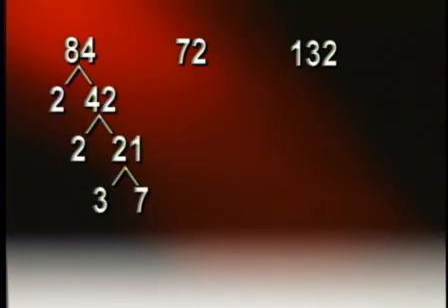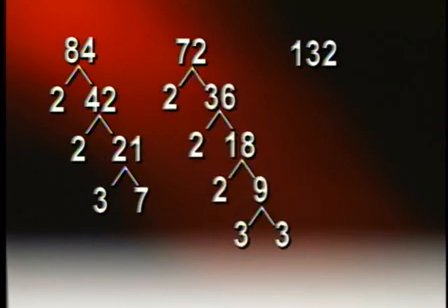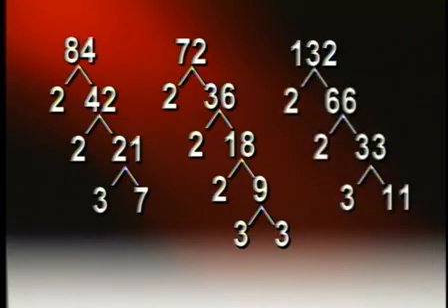The first thing we do is we prime factor each of the numbers. And you'll notice the prime factorization of 84 is 2 times 2 times 3 times 7. We already did that previously. The prime factorization of 72 is 2 times 2 times 2 times 3 times 3. And 132 can be prime factored into 2 times 2 times 3 times 11.